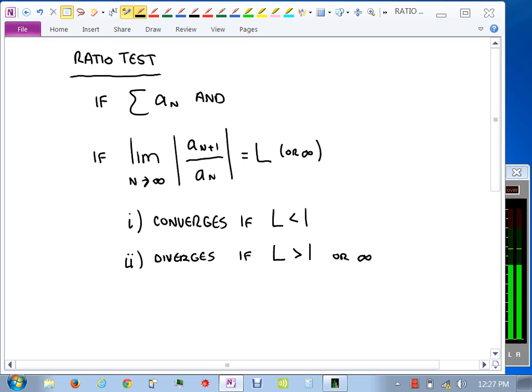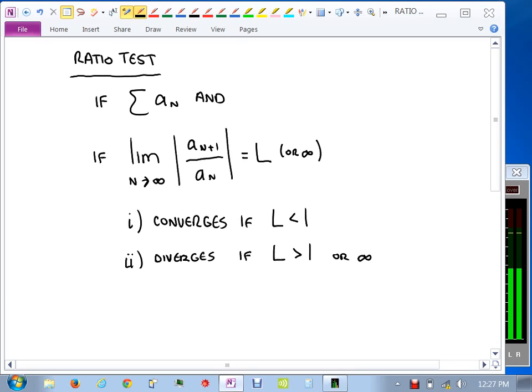It's called the ratio test because you're taking the ratio of a sub n plus 1 over a sub n. You're taking some term in this sequence and dividing the next one by it, so it's the next guy divided by the one right before it. If that ratio is less than 1, it converges. If it's greater than 1, it diverges. What if the ratio is 1? Test fails. It's over here in the comments. Inconclusive if L is 1.